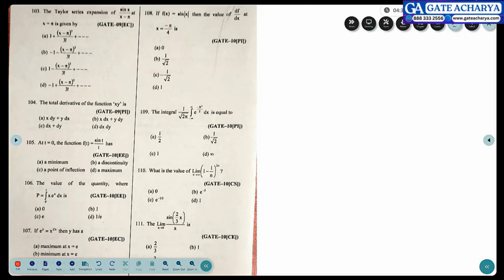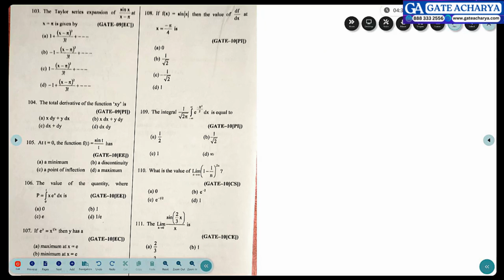Question number 103. Now this is a tricky problem. That's why I specifically selected that. In question number 103, don't take f of x as sin x divided by x minus pi. Don't take f of x equal to what?